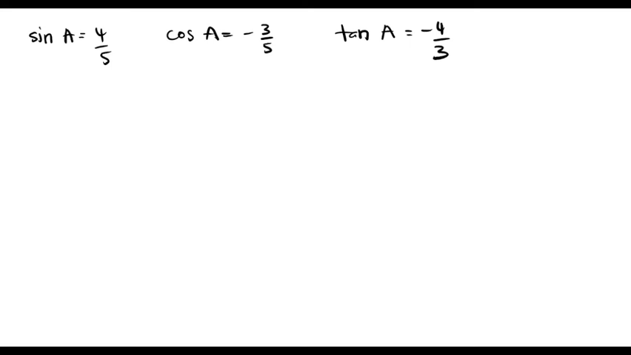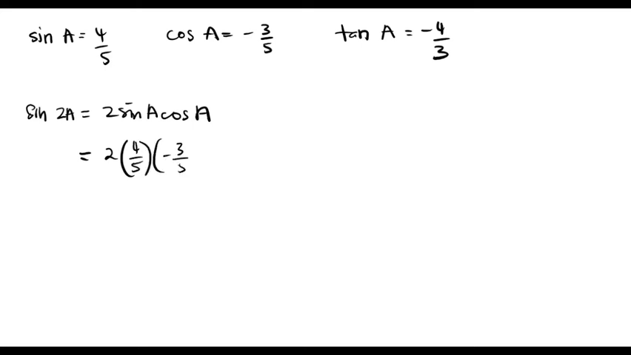Since we already have the values of sine A, cos A and tangent A, now we can find the double angle for sine, cos, and tangent. So sine 2A is 2 sine A cos A. Substitute the values, and we get negative 24 over 25.